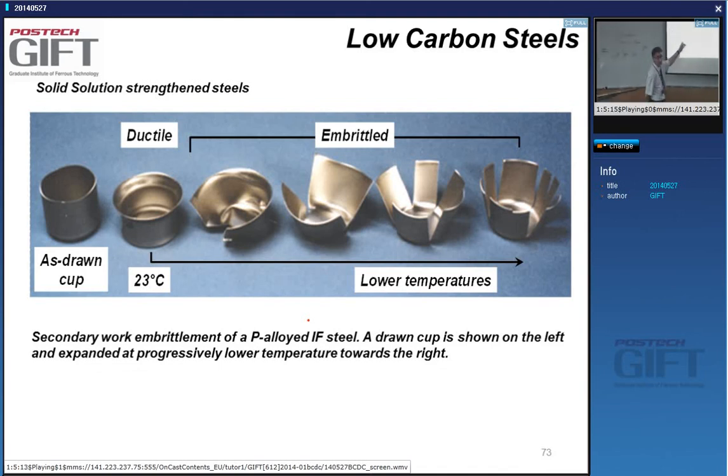It turns out that these phosphorus alloyed steels were sensitive to this secondary extra work fracture. And you can see here, this is the as-drawn cup. If you try to deform this cup again, like making it slightly wider, you see that it will behave in a brittle fashion. And it will behave in a brittle fashion if you do the deformation at slightly lower temperatures. So that got people very worried, of course, because as you can see, the embrittlement is quite impressive.